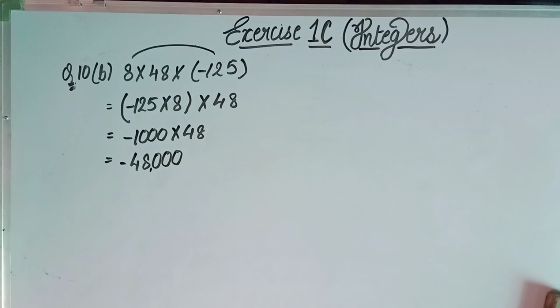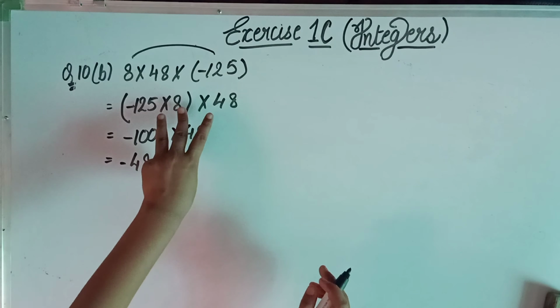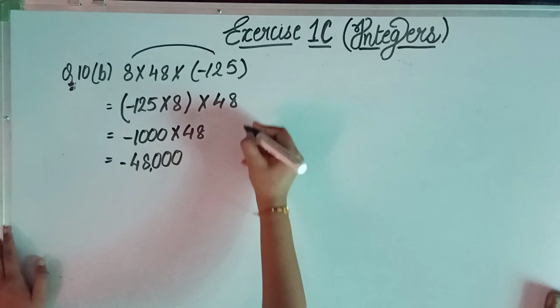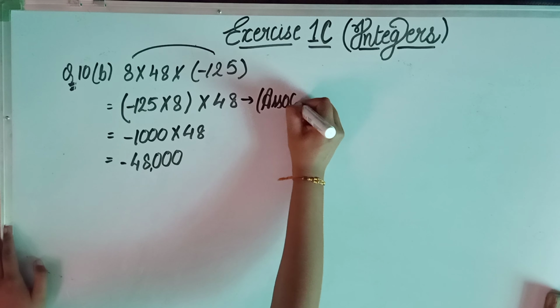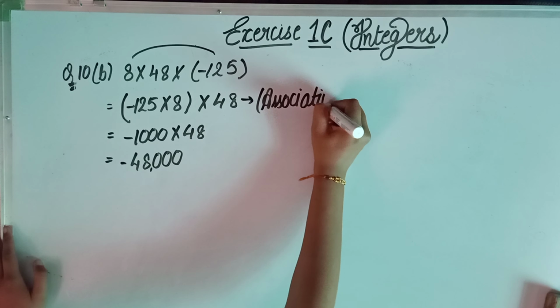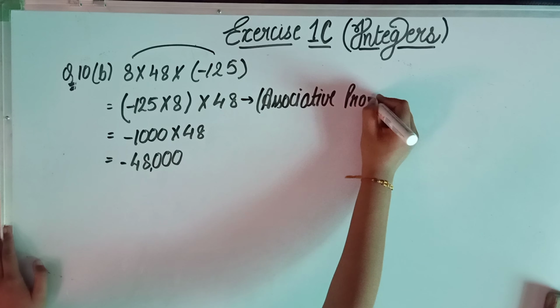So which property is applied over here? Here we have three numbers and all three numbers are in multiplication. So here we can say that associative property is applied over here.